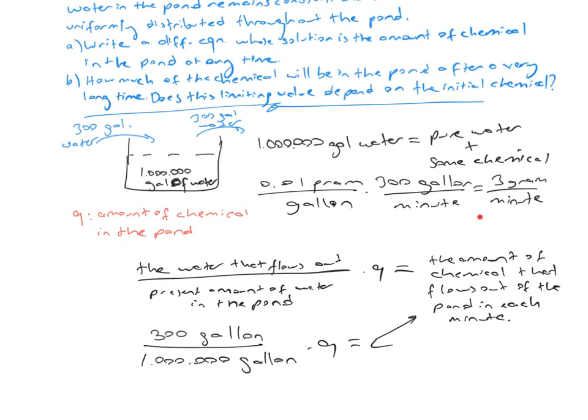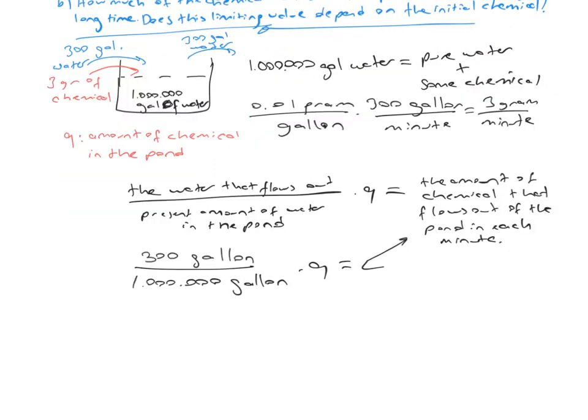So we have found out here that 3 grams of chemical will flow into the pond in each minute. And here we have found out that 300 over 1 million times Q gram of chemical will flow out of the pond in each minute.